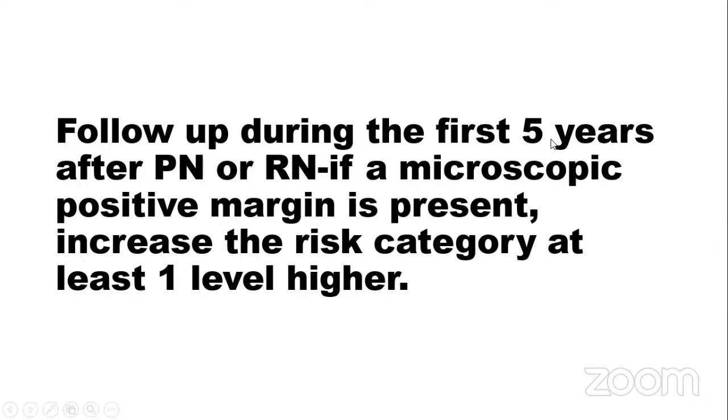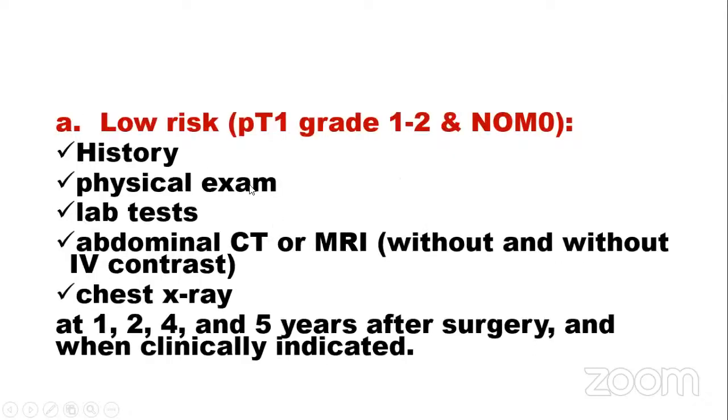So follow up during the first 5 years after partial or radical nephrectomy. If microscopic positive margin is present, that increases the risk category by at least one level higher. So we have the risk classification to show it for you in details. We have low risk. This is pT1 grade 1 to 2 and N0 M0. This is considered as low risk, pT1 or tumor grade 1 to 2 with no lymph nodes.